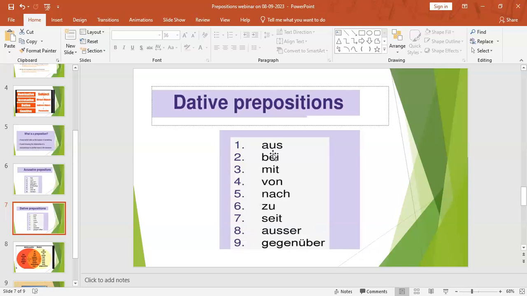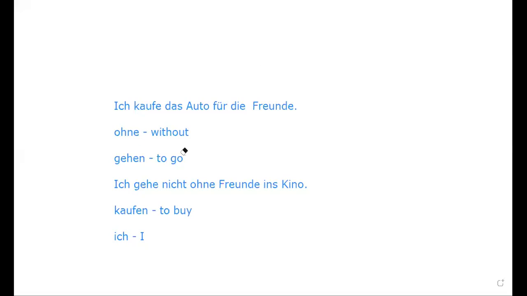Most of the time we'll use aus, bei, mit, nach, zu, seit. Now I'm going to show you more examples of this dedicated dative preposition. 100% whenever you are using a preposition from this list, you have to apply the dative after that, whether it is direct or indirect, whatever the subject or concept. After this preposition, you have to apply the dative case.